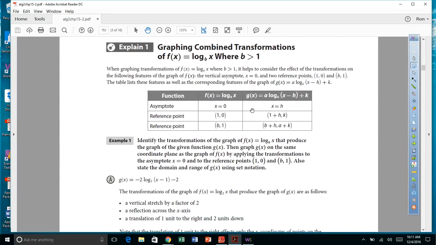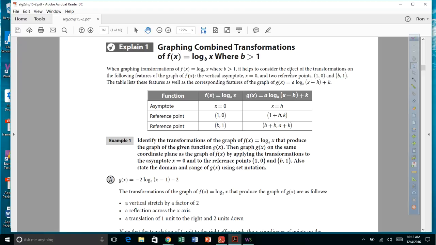Graphing combined transformations of f of x equals log base b of x, where b is greater than 1. When graphing transformations of f of x equals log base b of x, where b is greater than 1, it helps to consider the effect of the transformation on the following features of the graph of f of x: the vertical asymptote x equals 0 and the two reference points 1, 0 and b, 1. The table lists these features as well as the corresponding features of the graph of g of x equals a times log base b of x minus h, plus k.